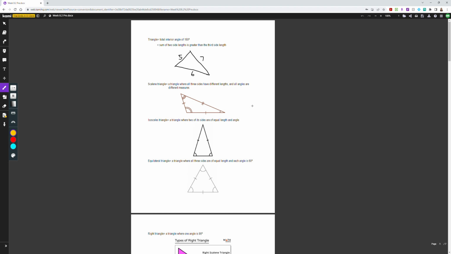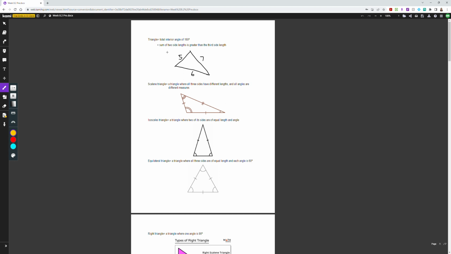So first things first, what is a triangle? Obviously we know that a triangle is a shape that has three sides because of the word tri. Now, the total interior angle of a triangle is going to be 180 degrees, so ingrain that into your mind because that is really, really important to know.